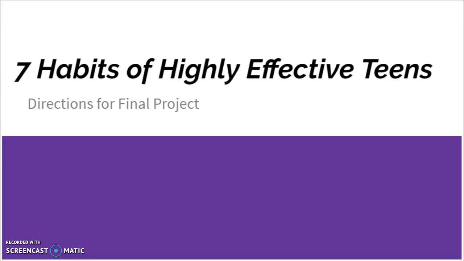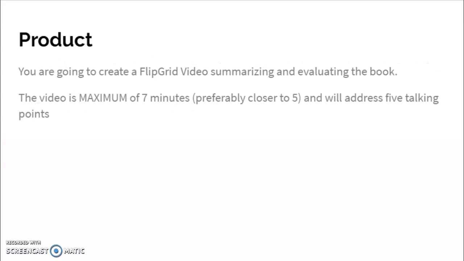Hi, everybody. This slideshow will go over the directions for your final project for the 7 Habits of Highly Effective Teens. So to start, the product that you will produce is that you are going to create a Flipgrid video, which is basically going to summarize and evaluate the book. The video is a maximum of 7 minutes. Hopefully it's closer to the 5-minute mark, and it will address 5 talking points, which I'm going to go over right now.